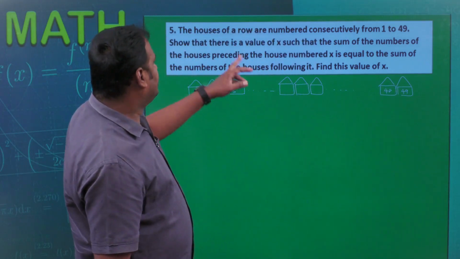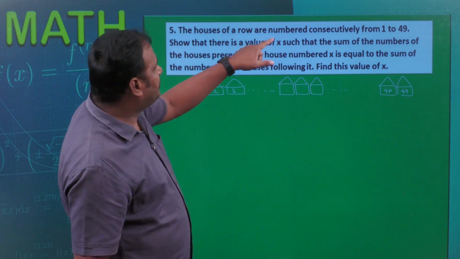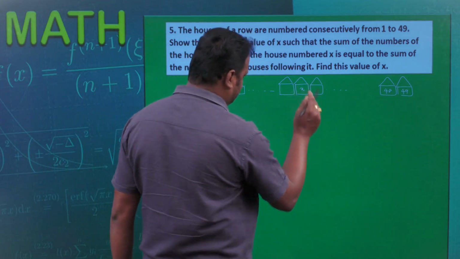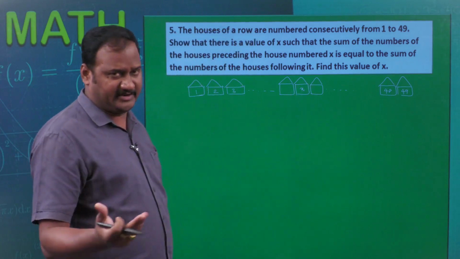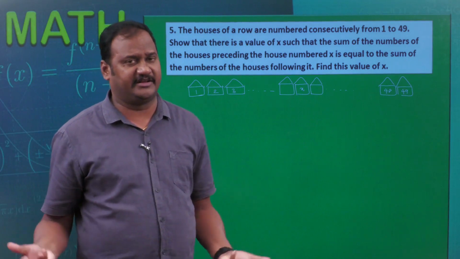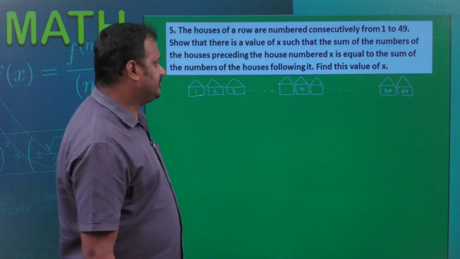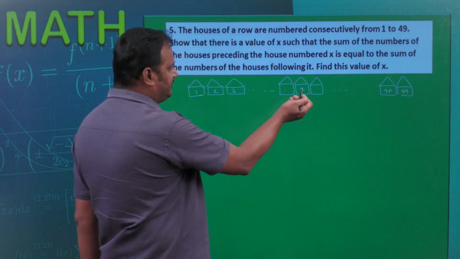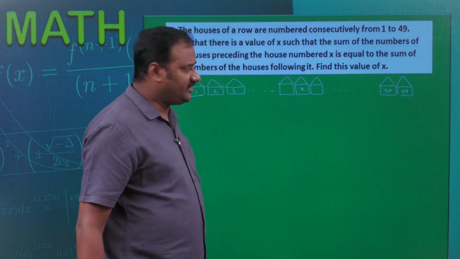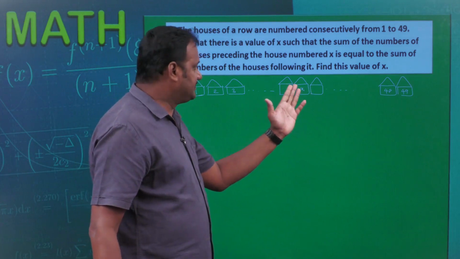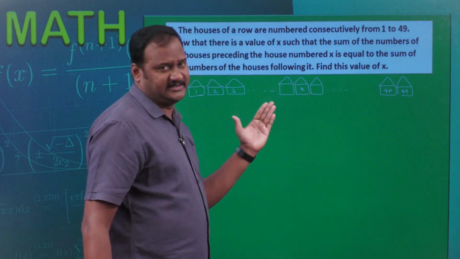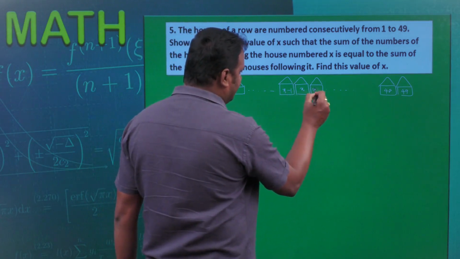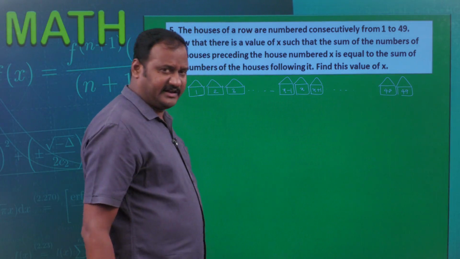Now here, show that there is a value of x such that, in between there is a house x. We do not know what that number is. That number can be 20 or 30 or 35 or 40 or 45, whatever it is. So there is a number x. Suppose this is house number x, what is the number before house number x? If it is 20, for example, then what is the house before that? 20 minus 1, right? So it would be x minus 1, and similarly x plus 1.